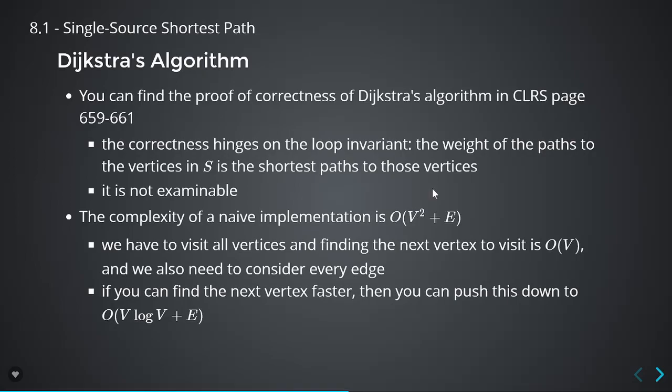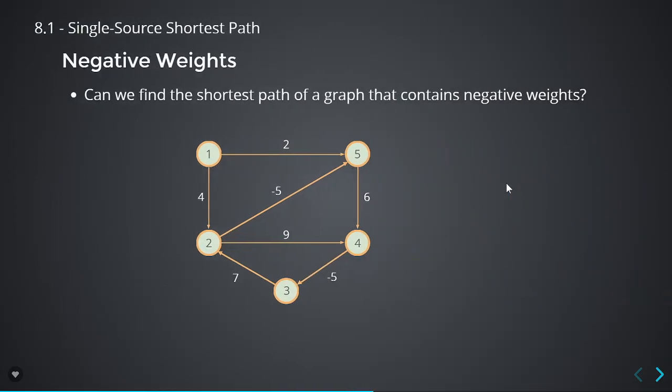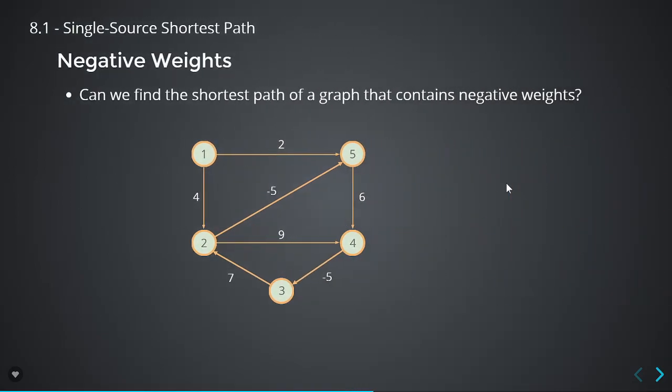But I do need to mention Dijkstra because I'm going to show you that it doesn't work in some cases. In particular, when you have a negative weight in the edges, then Dijkstra will not work. All right, let's see this in action. Let's try to apply Dijkstra on this graph here with -5 in this edge and -5 in that edge there.